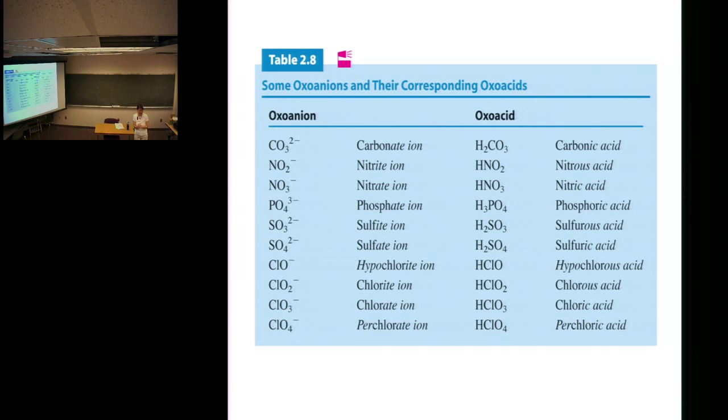Yeah, ate changes to ic. Ite changes to ous. That's how you name an oxyacid. A binary acid, there's only one thing you can do with it: hydro and ic. That's it. Whew, got that, right? Okay, so that's three groups. We're getting there. Okay, so let's go with the fourth group.